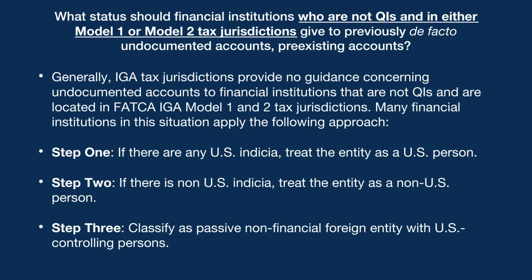Many financial institutions in this situation apply the following approach where that tax jurisdiction has not issued specific advice. Step 1. If there are any US indicia, then treat the entity as a US person, which means give them a FATCA reportable status and report them. If at the end of Step 1 no FATCA status is attributable to that customer, advance to Step 2. Step 2. If there is non-US indicia, treat the entity as a non-US person, i.e. give them a non-reportable FATCA status. Step 3. Classify as a passive non-financial entity with US controlling persons, which is a FATCA status that is reportable.